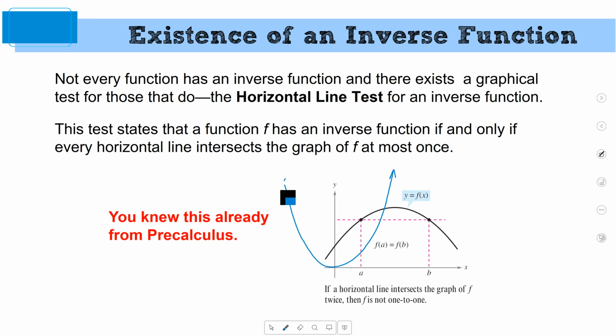Okay, so again, if we go back to the idea of x squared, I take that graph of x squared and I flip it over the line y equals x, I get something that looks like this. So x squared is a function because it passes the vertical line test. However, x squared doesn't pass the horizontal line test, therefore its inverse is not a function.